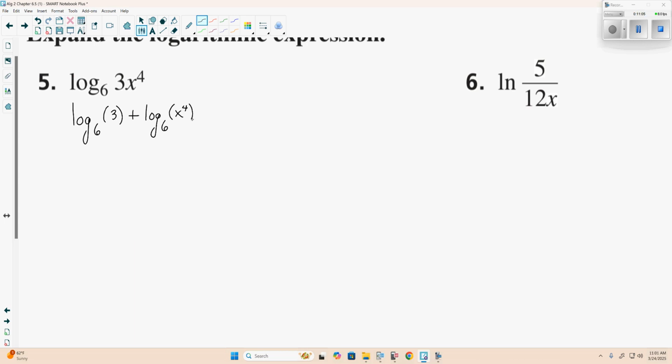Since we have two or more things being multiplied together inside the log, we can rewrite it as a sum of those terms. So we'd have log base 6 of 3 plus log base 6 of x to the 4th. And then the last thing we're going to need to do is the power. We need to move any exponents to the front. So the 4 will go to the front, telling us that we have log base 6 of 3 plus 4 times log base 6 of x. Any questions on number 5? Any questions on these so far?